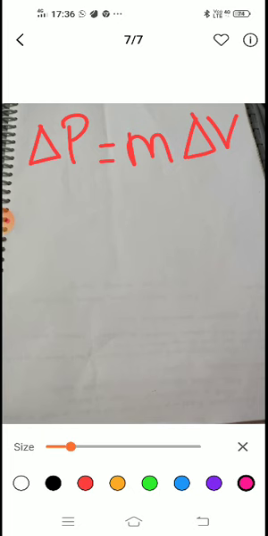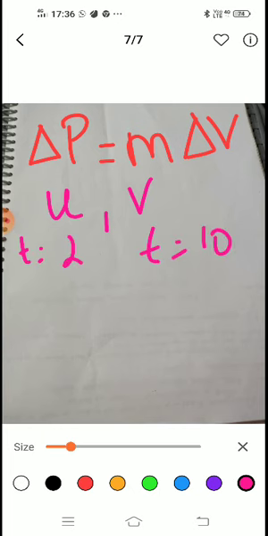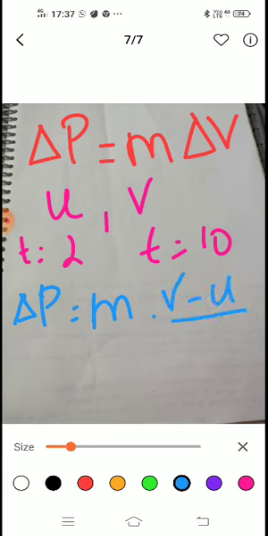So what are the two types of velocity? One is initial velocity and the other one is final velocity. Whenever there is a change in velocity, all of this is taking place with respect to some time. So initial means when the time is 2 seconds, final means when the time is 10 seconds. Within this time interval only the velocity is changing. Therefore I can write delta p is equal to m into change in velocity. Change in velocity, how we used to write it: v minus u divided by t.